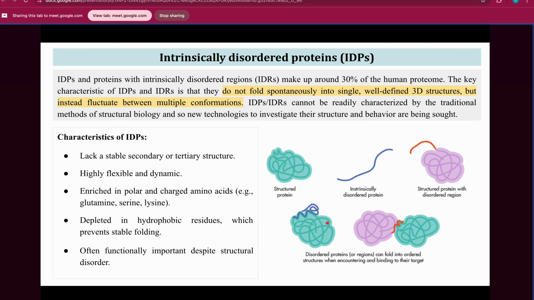Before talking about X-ray crystallography, in the last week, you had a doubt about intrinsically disordered proteins. So this topic was not discussed in the previous week's session. So in this week, we'll first look into these IDPs.